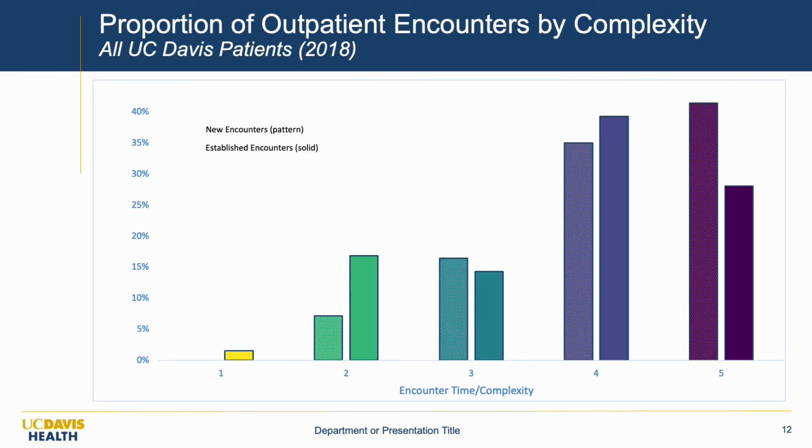Looking at our own institutional data, we can see that we bill for a much higher proportion of high complexity encounters. This could be due to practice variation just in different settings, given that we're an academic center, or it could be due to variations between practices in billing habits.